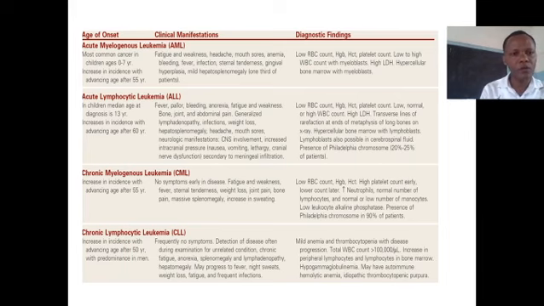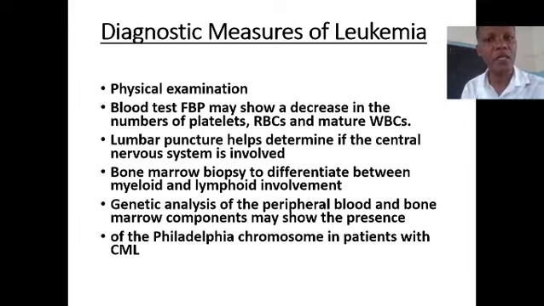Allow me to jump to another slide of diagnostic measures of a patient with leukemia. Kitu cha kwanza kabisa tutakachofanya kwenye diagnostic, moja ni physical examination. And then nyingine ni blood test, perform a full blood picture, and this might show a decrease in the number of platelets, decrease in number of red blood cells and the mature white blood cells.